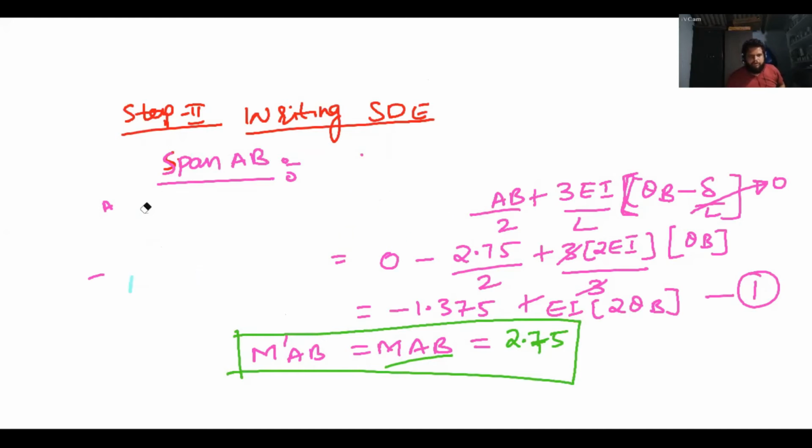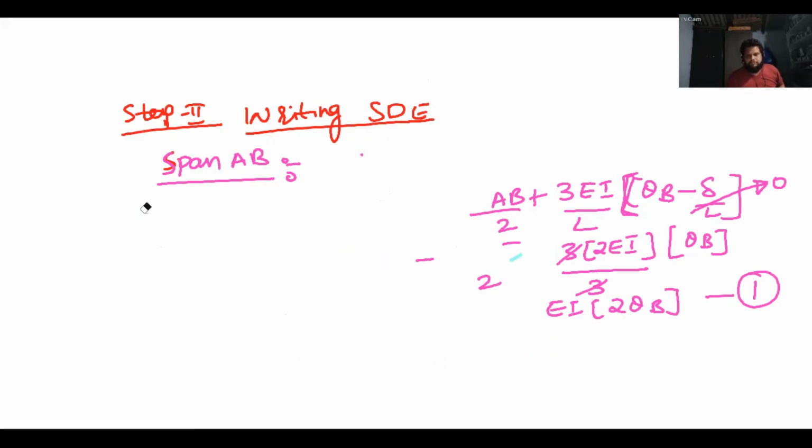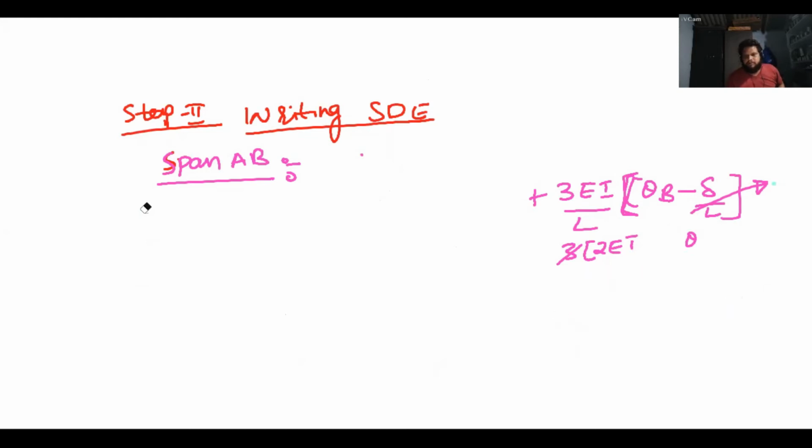Now next I am going for span BC. In the span BC, it is not adjacent to the overhanging portion. So whenever our spans are not adjacent to the overhanging portion, directly we have to apply the conventional slope deflection equations.